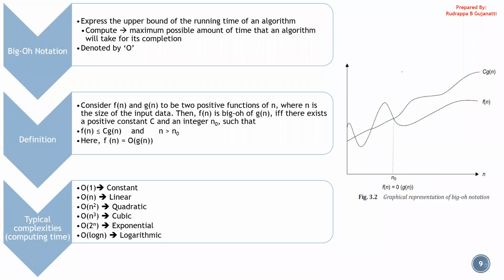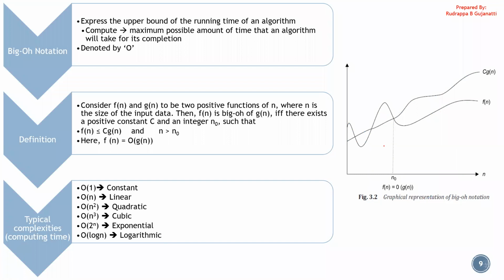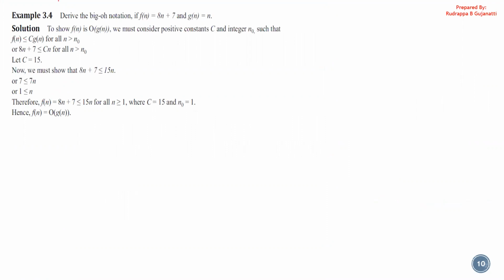So in this case, what is happening? After this point, at n equal to n naught, I have f of n, which is less than c times g of n. So this is satisfying the condition. Therefore, after n is equal to n naught, I can specify that f of n is BigOh of c into g of n. So this is how we have to look for the condition. Let us look at a problem based on this specification.